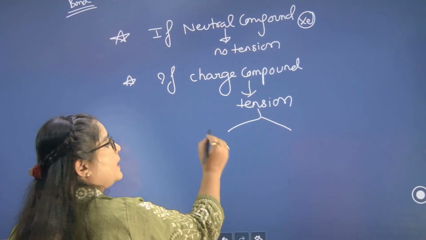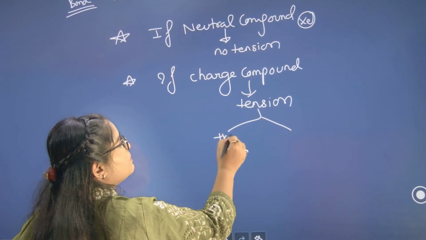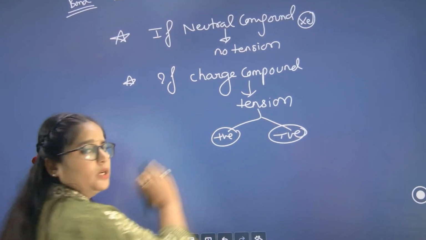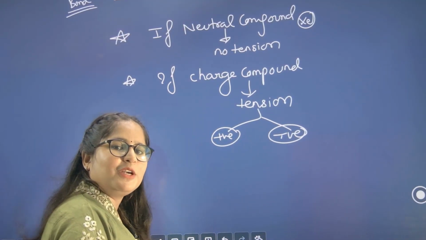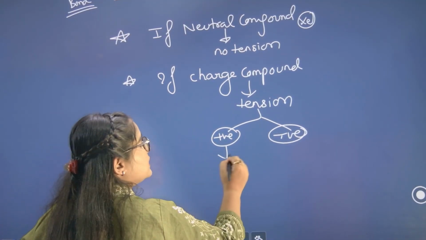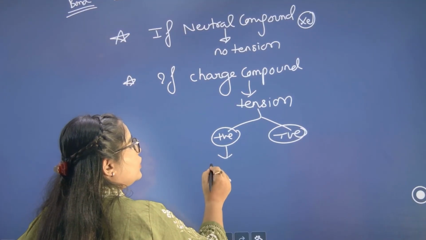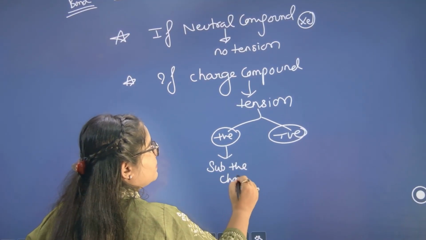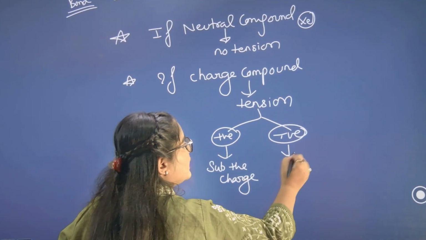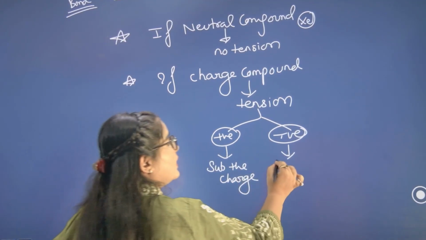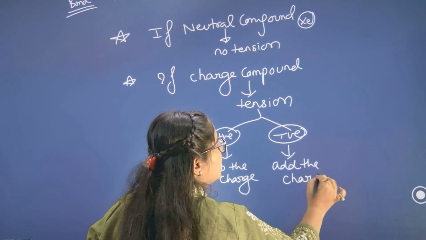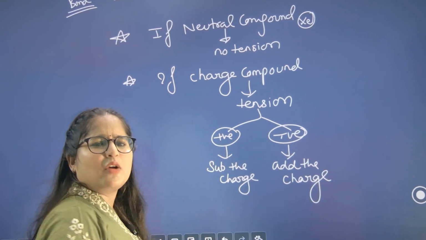We will see whether the compound is positive charge or negative charge. We will do the opposite. If it is positive charge, we will subtract the charge. And if it is negative charge, we will add the charge. That's all. That is the trick.